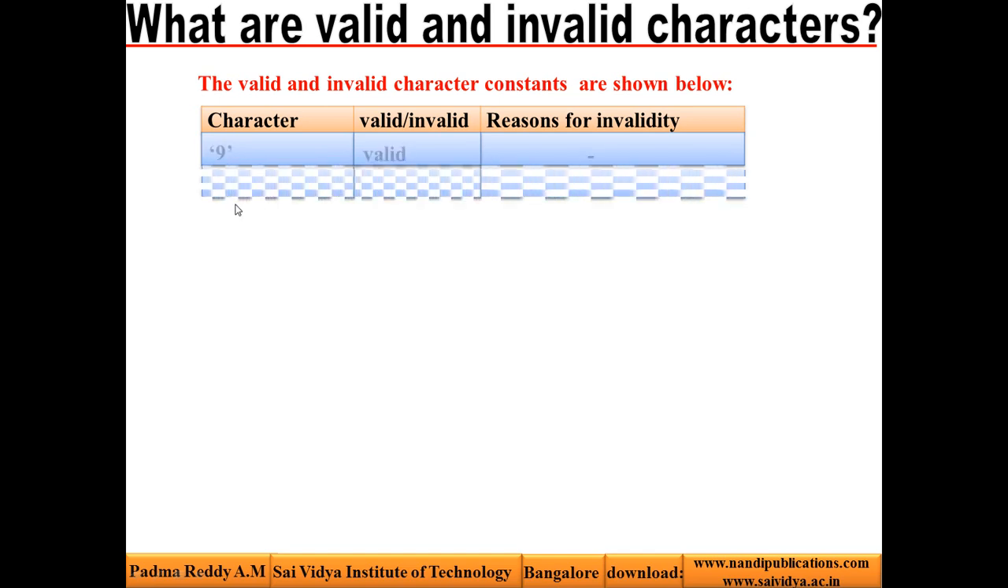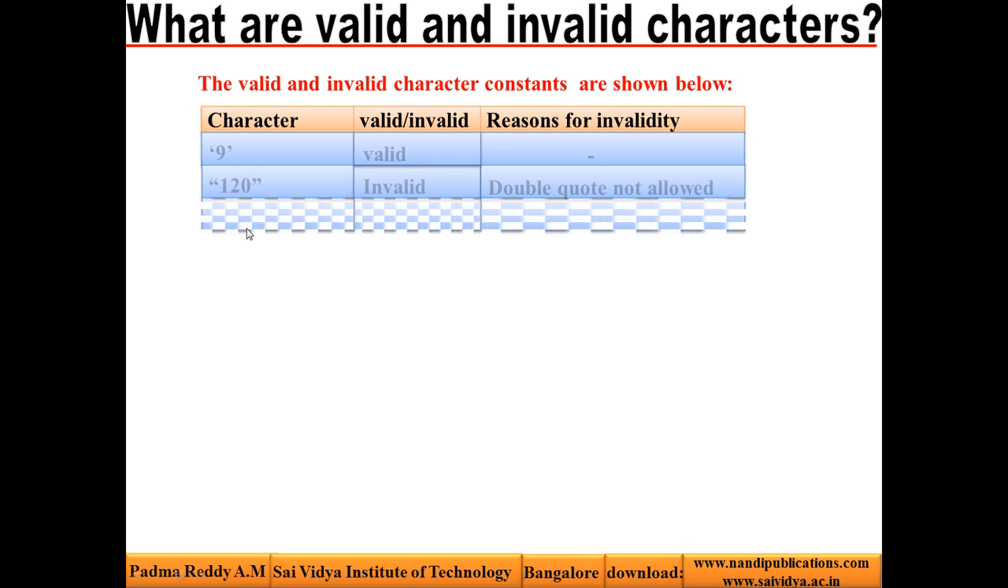Now tell me whether this is valid or not. Remember, we are not supposed to have double quotes. So, this is invalid. Here I write invalid. What is the reason? Double quotes not allowed. Now tell me whether it is valid or not. The letter A is enclosed within single quotes, so it is valid.